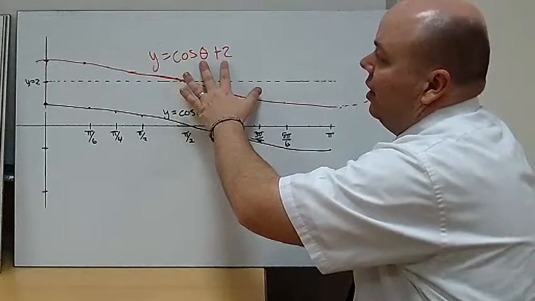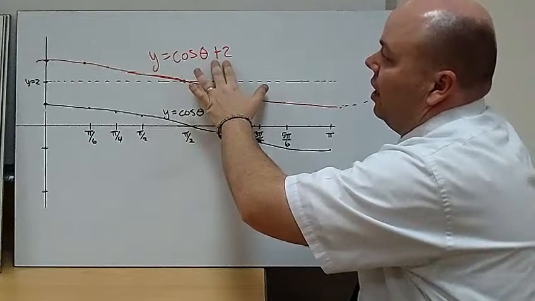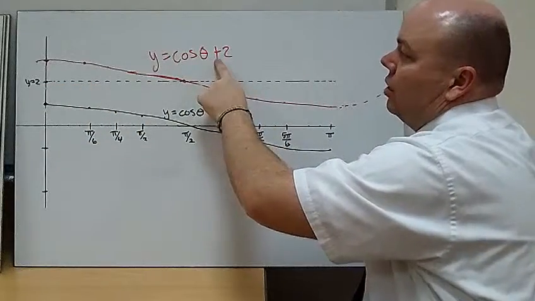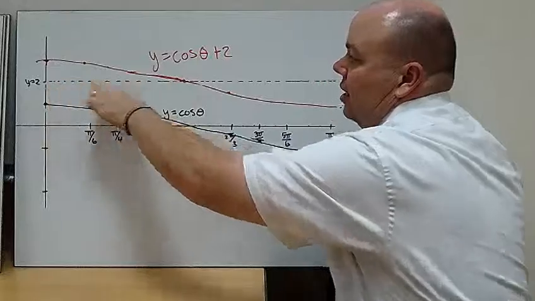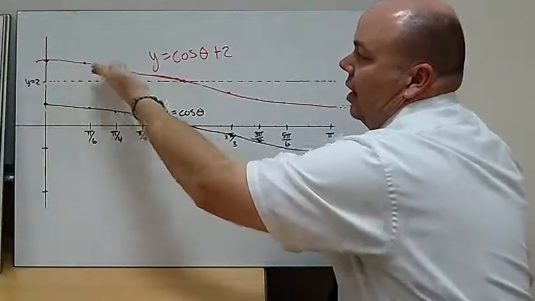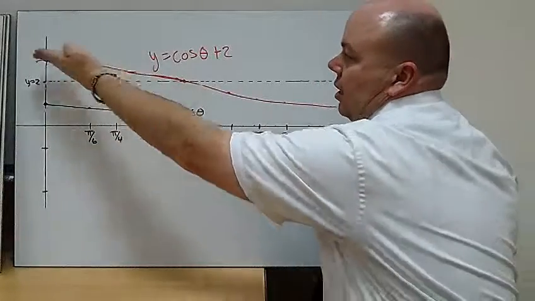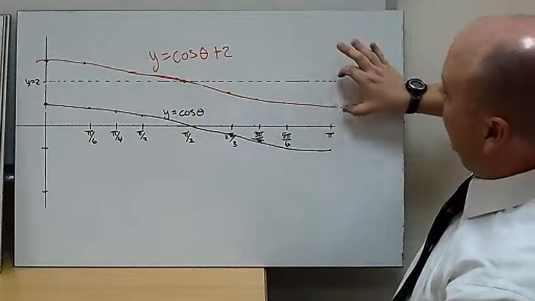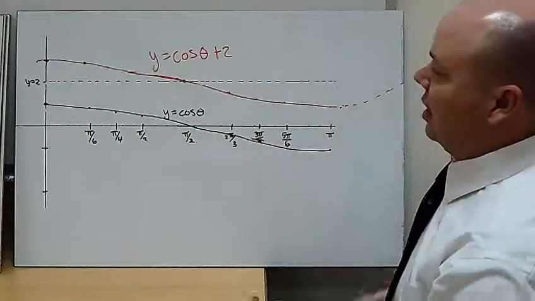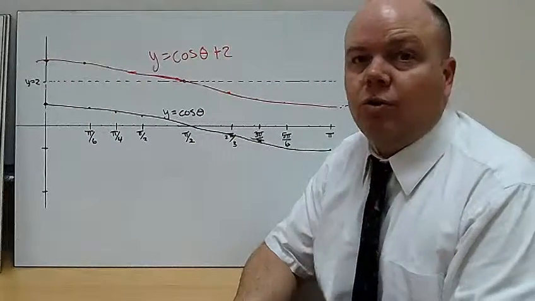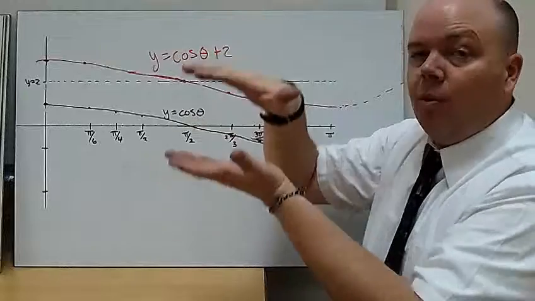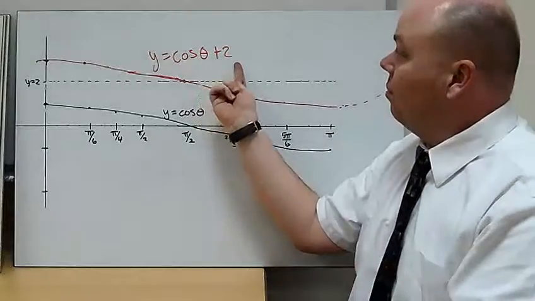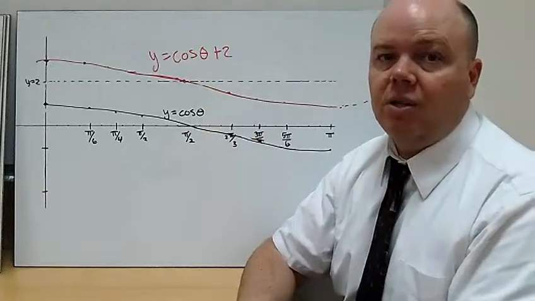Okay, here's my function again. Y equals cosine theta plus 2. And the horizontal line, y equals this number, is called the sinusoid axis, and that cuts the graph in half horizontally. So it'll be a maximum here and a minimum here, and these two distances are the same. So that's what the vertical translation does. It moves the graph up or down. Then y equals this number, whatever D is, is the sinusoid axis.